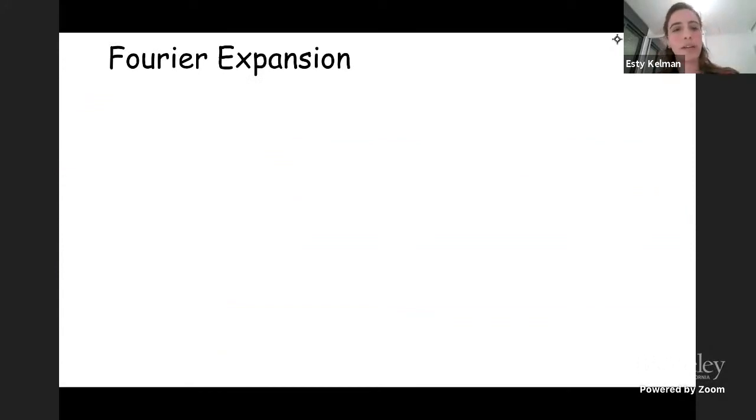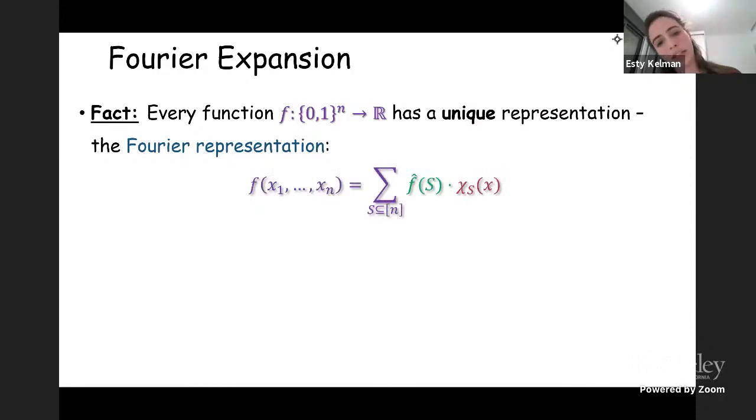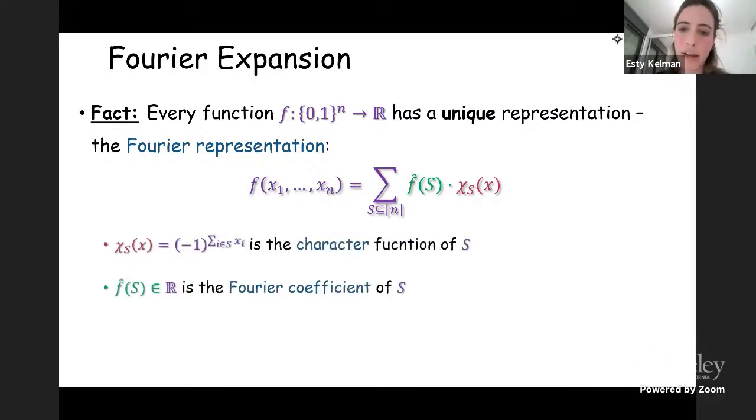For this, we need a bit of Fourier analysis. A nice fact about functions over the binary hypercube, even those that go to the reals, is that every function has a unique representation, called the Fourier representation, and it looks like this. This is the summation over all subsets S of variables, f hat of S times chi S of x, where chi S of x is the character function. What's important about it is that this function considers only the variables in the set S, and f hat of S is the Fourier coefficient of the character S. This is a real number.